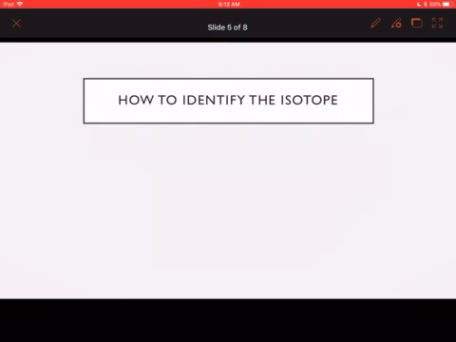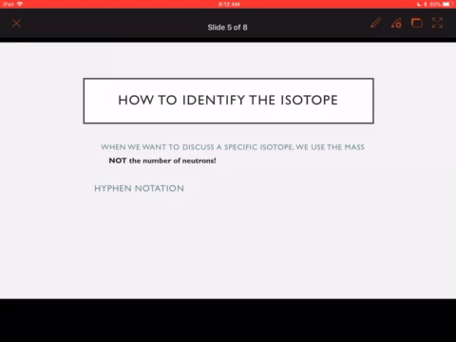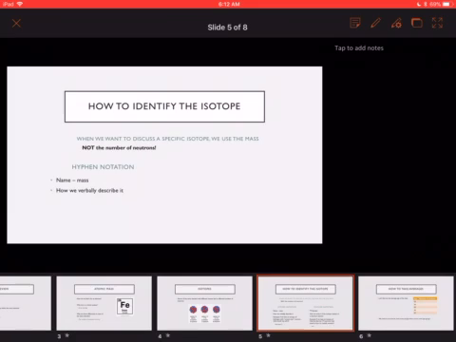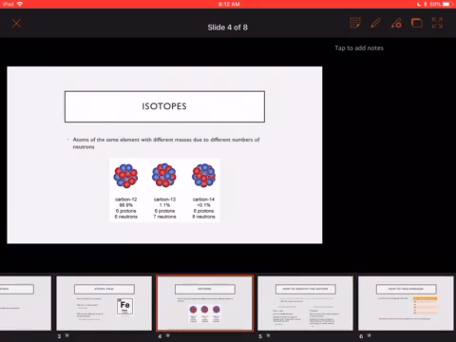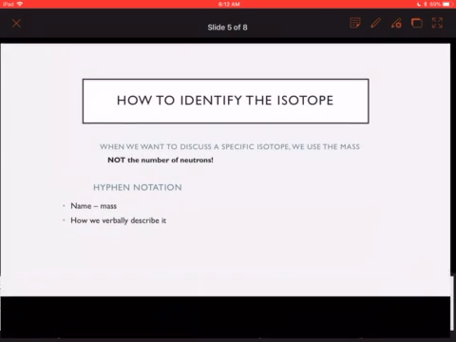So how do we identify the isotope? When we want to discuss a specific isotope, we use the mass, not the number of neutrons. You can always back work to the number of neutrons because if you know the mass and the element, you're going to know the number of protons, so then you can go back to what the neutrons are. We can use the hyphen notation. That's where we use the name, dash, mass. This is how we verbally describe it. So when we were talking in the last slide about carbon 12, carbon 13, carbon 14, those are describing the masses, and that's how we talk about it.